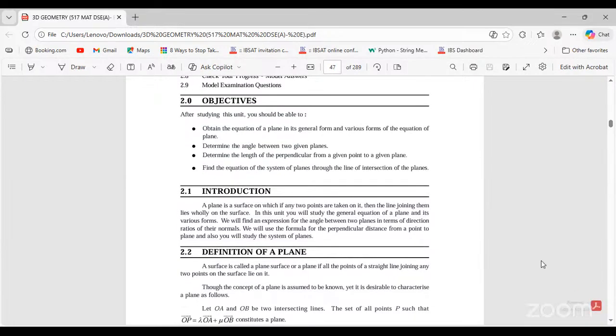What are the objectives of this chapter? Obtain the equation of a plane in its general form and the various forms of the equation of a plane. Then determine the angle between two given planes. Then determine the length of the perpendicular from a given point to a given plane.